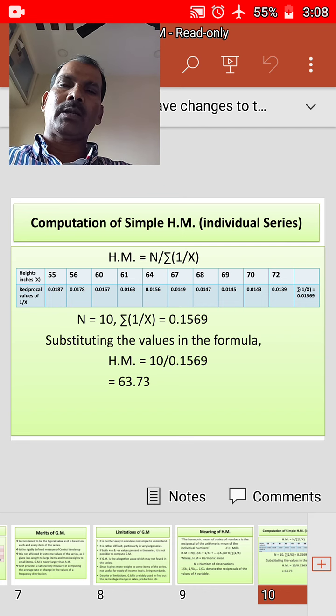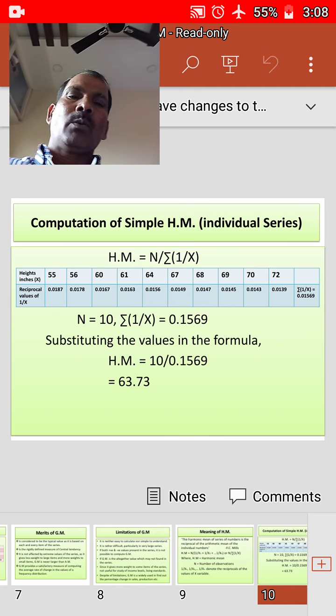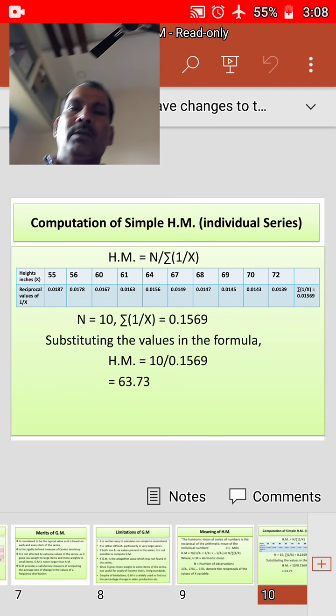Where HM is equal to harmonic mean, n is equal to the number of observations, and sigma 1 by x is equal to the sum of the reciprocal values of variable x. Okay, we will consider one example for this.